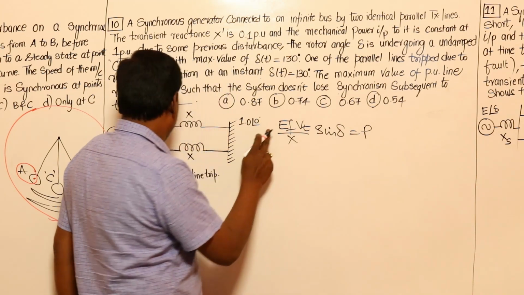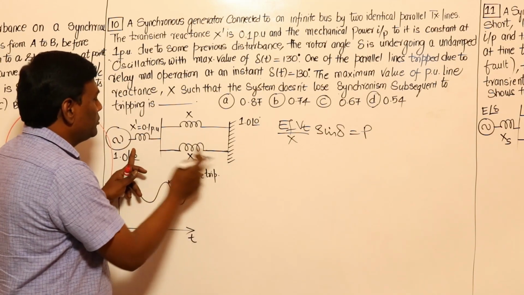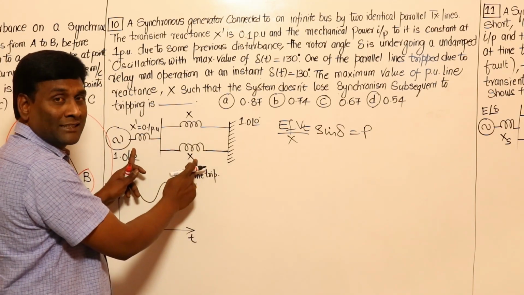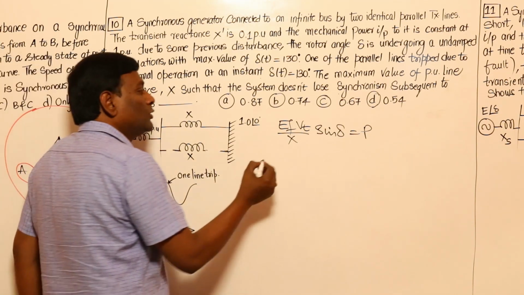Okay, EF is 1 per unit, Vt is 1 per unit. What is x in between these two? 0.1 plus x by 2 at starting. But if I remove this, it is going to be x. Okay, so what is P?